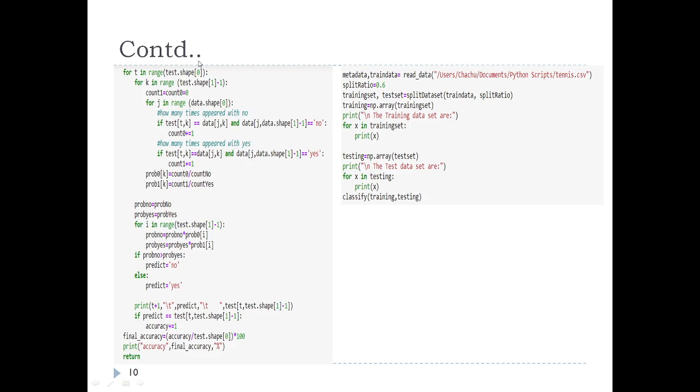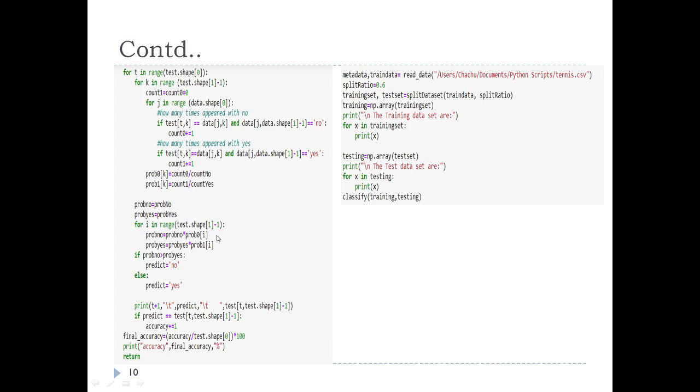So then what we will do, for each training data, we'll consider the training data and calculate for the training data and the test data. We will take the number of no's in the test data and the number of yes in the test data. Again, we'll calculate the probability for the testing data.